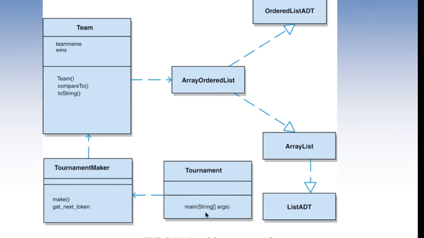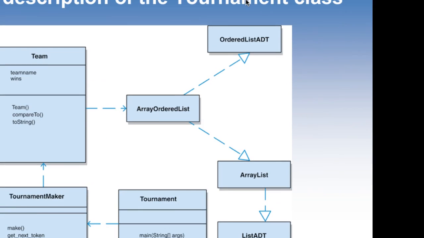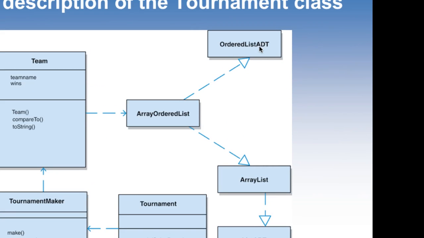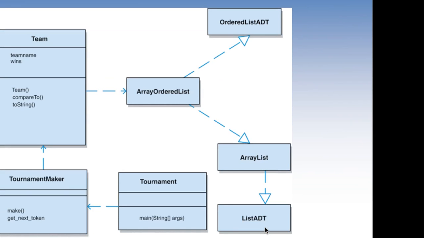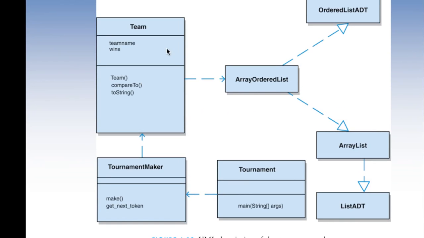And then the tournament, which is nothing more than the main program, is using the tournament maker that uses the team to select the highs and lows from the list to put it together. And the list here is extending from these three interfaces: the ordered list abstract data type, the array list, and then the list abstract data type, which is where that interface is coming from. This is all given to you in the Java API, and these are the three kinds of classes we're looking at.